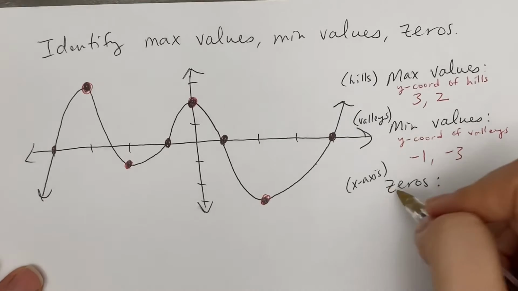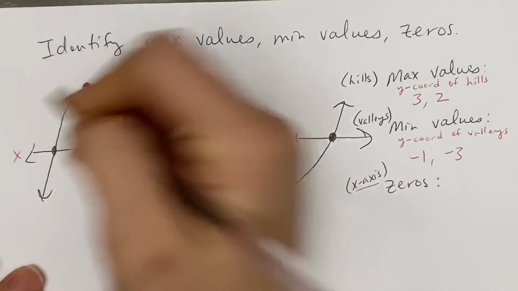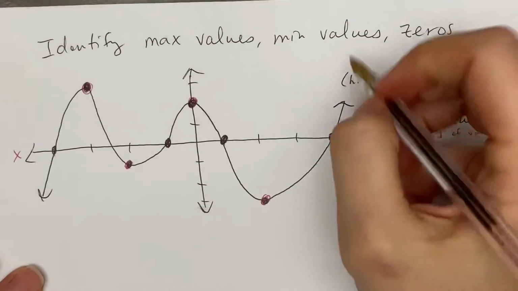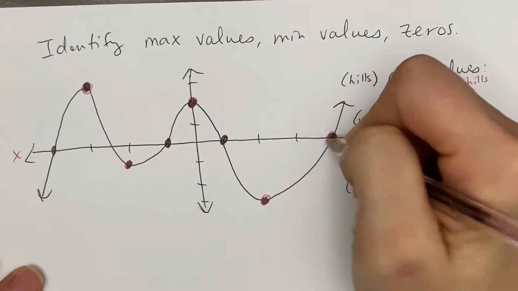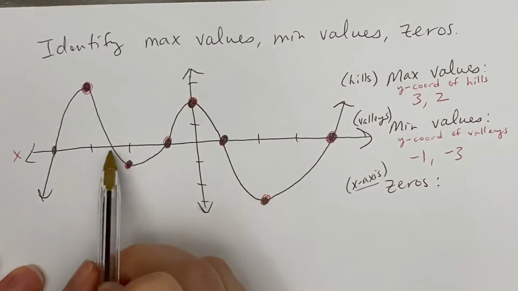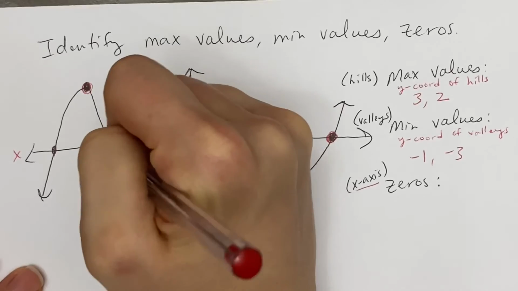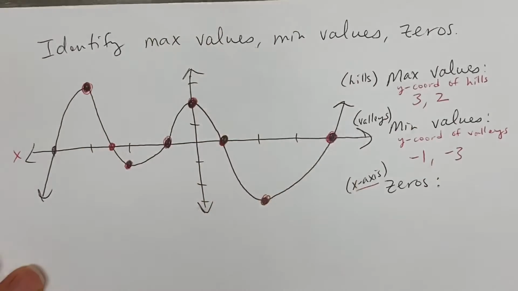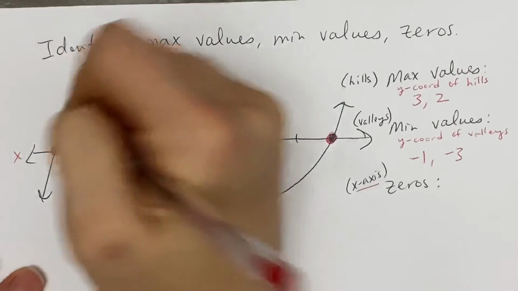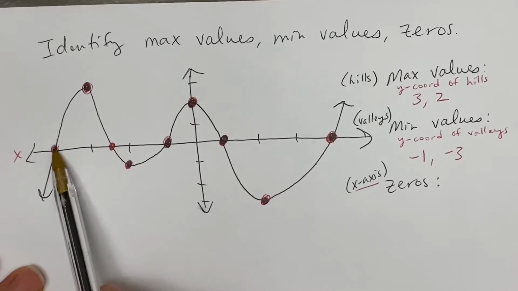And then the zeros, that's where it's crossing the x-axis, which is the horizontal axis here. So I see that it crosses here, it crosses here, it crosses here. Don't be tricked by this. There's not an actual dot there, but it's a smooth curve, so there really is one. It's just not drawn. And here. So it's crossing the x-axis 1, 2, 3, 4, 5 times.